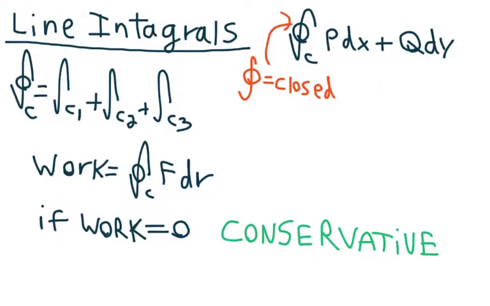So for line integrals, what we want to do is basically split them up into segments: segment C1, C2, C3. Also, if we're asked to find the work and we have a closed graph, we could find the work by doing the line integral of F dr. If the work is equal to 0, well then it is conservative.